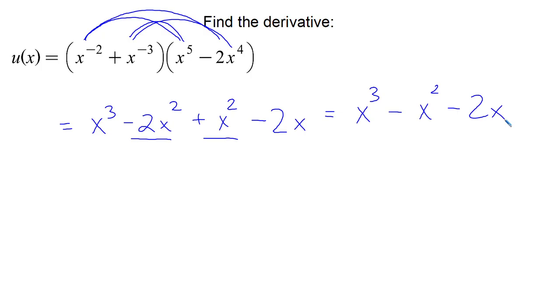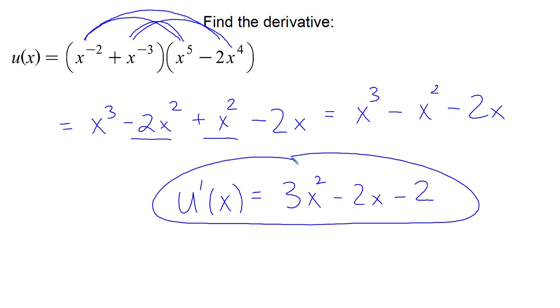And now we have a simplified version of u of x, which is much easier to deal with because we can just use the power rule. Derivative of x cubed with the power rule is 3x squared. The derivative of negative x squared with the power rule is minus 2x. And then the derivative of minus 2x is just the linear piece, minus 2. So we got 3x squared minus 2x minus 2.